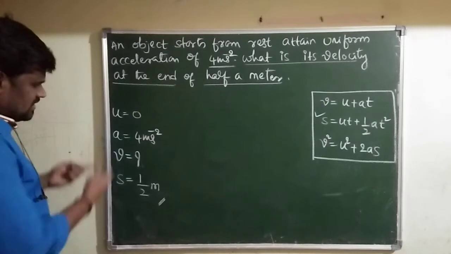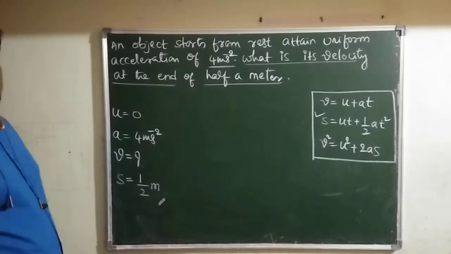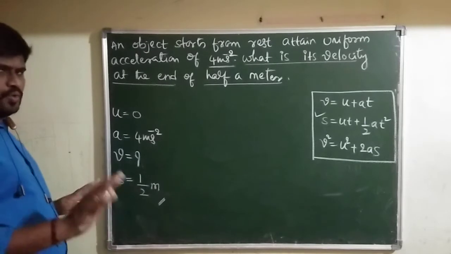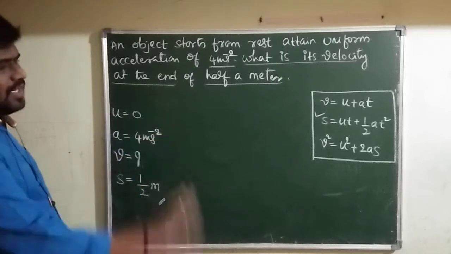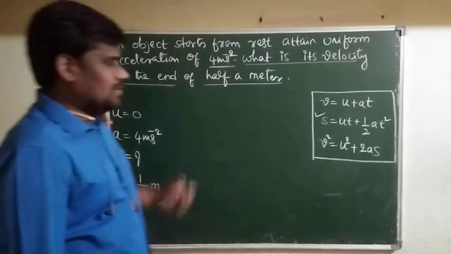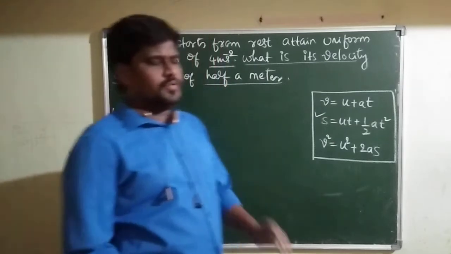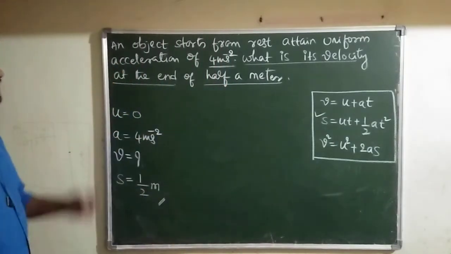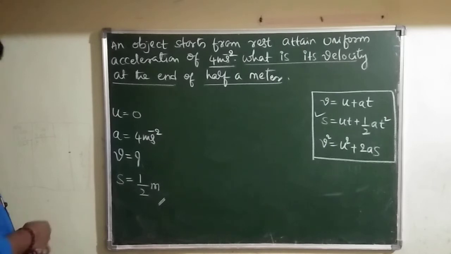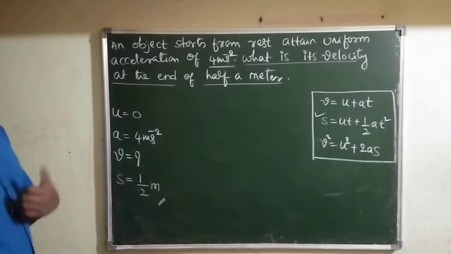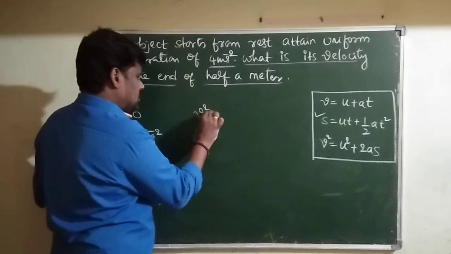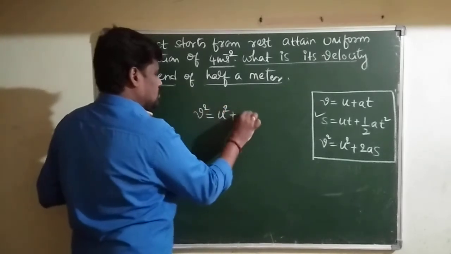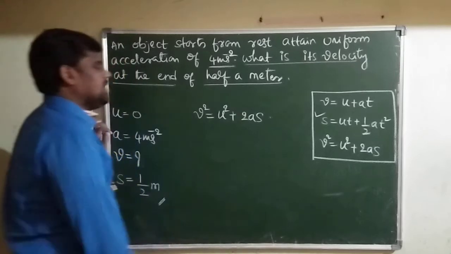Look at the problem. Is the time given in this problem? Anywhere are you finding the time here? No. When the time is not given, you have to go for the third equation of motion. Using the third equation, I can easily calculate the final velocity. The formula used here is V square equals U square plus 2AS.